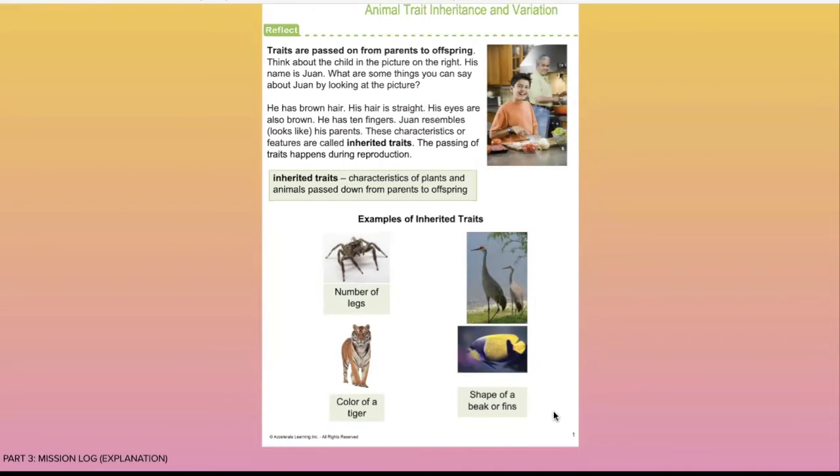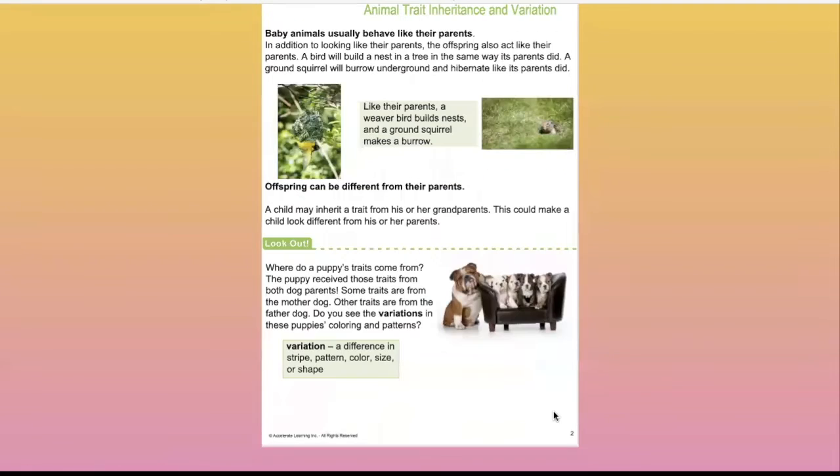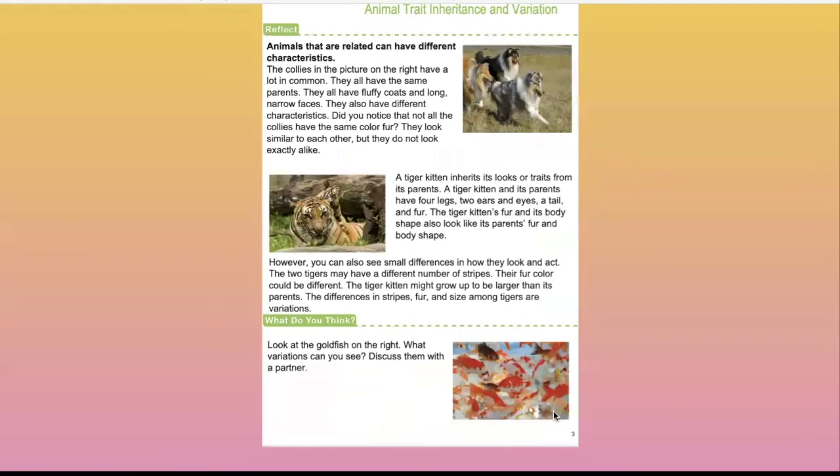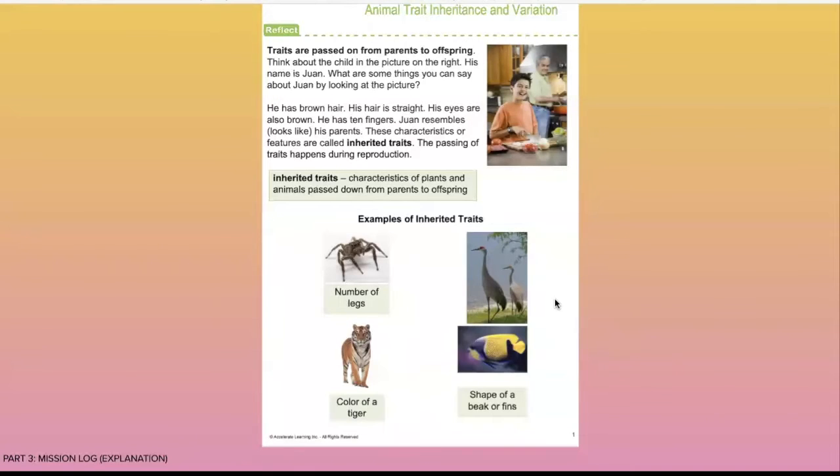Now I want you to pause and take a look in your packet to make sure you have pages 1, 2, and 3 for today's mission log. At the top, it should say Animal Trait Inheritance and Variation. Go ahead and pause and look for pages 1, 2, and 3.